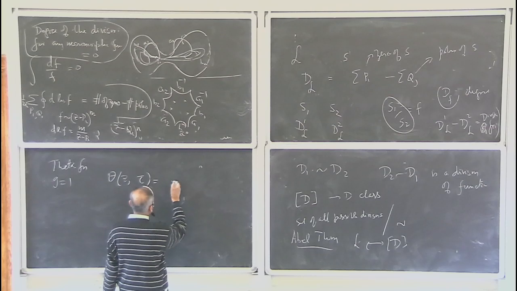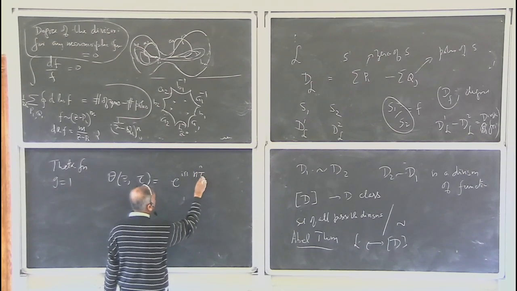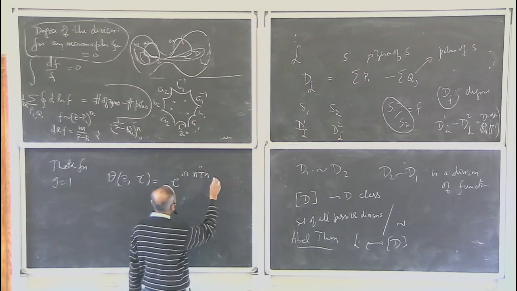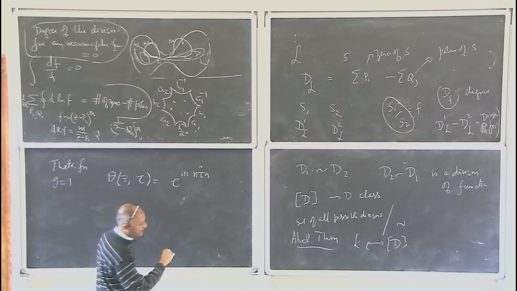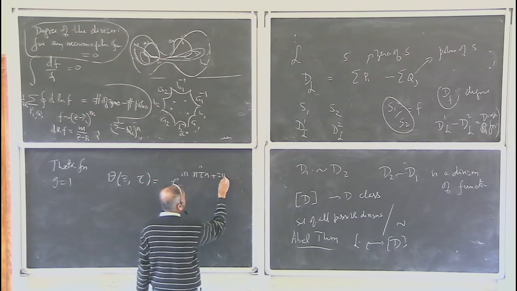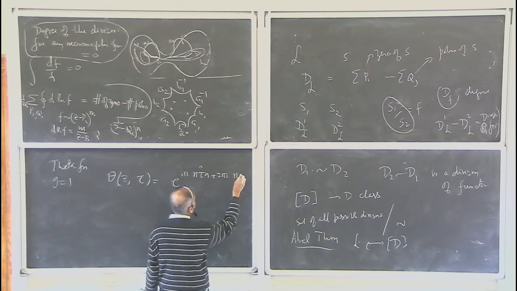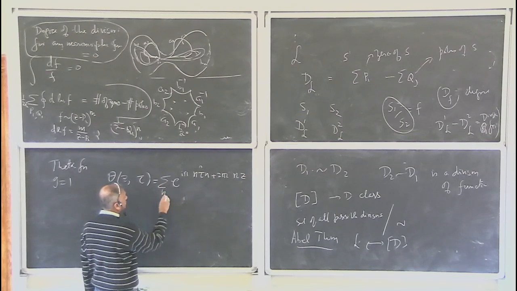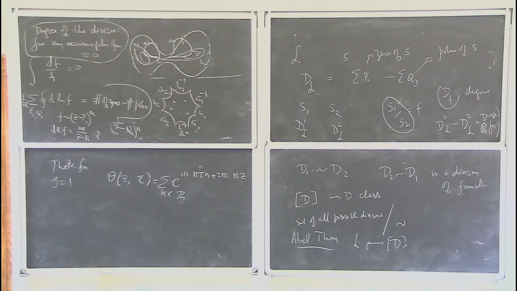Well, this is nothing else but e to the power of i pi n tau n squared, basically. Let me write it like that. Tau is just one complex number, plus 2 pi i n z, summed over all n belonging to the integers. This is a theta function.